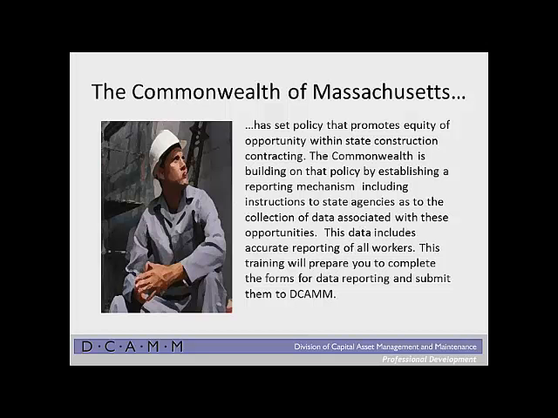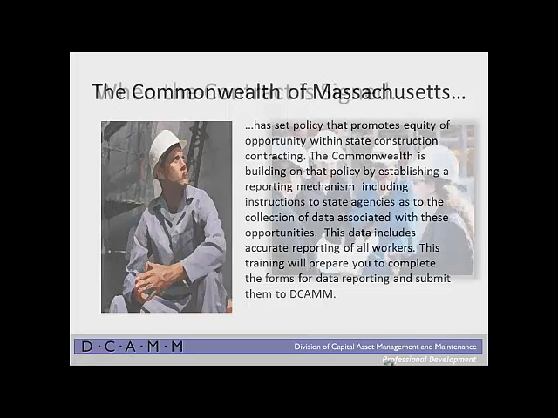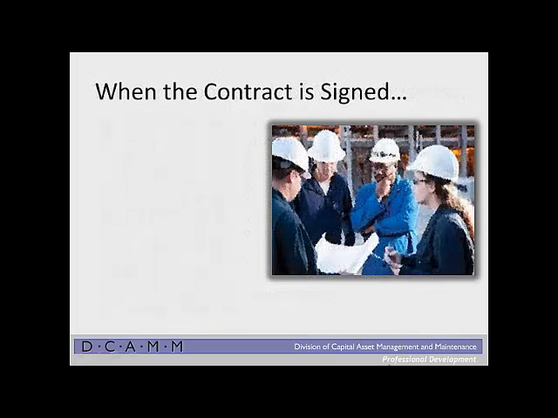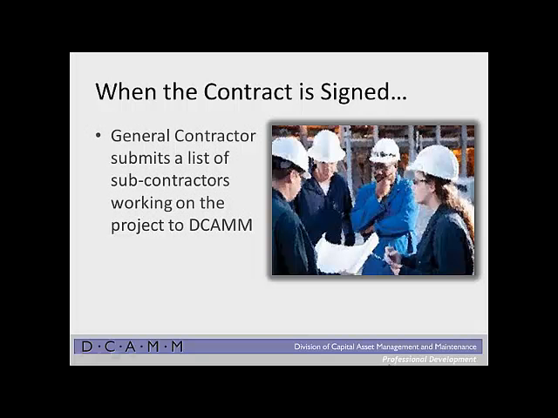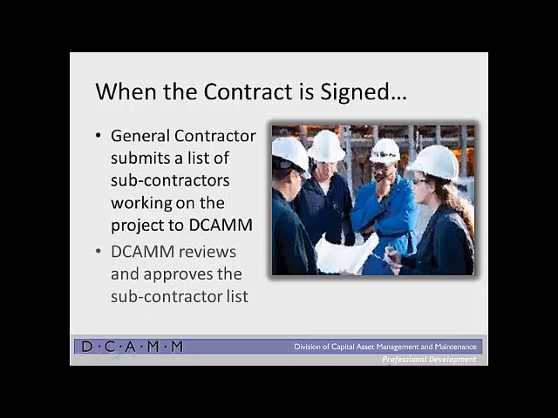Let's talk a little about the process. When a general contractor or prime is identified as the awardee and a contract is signed to work on a project for DCAMM, the general contractor is required to submit a list of subcontractors that will be working on the project. This list will be submitted to and approved by the DCAMM Office of Programming, Design, and Construction.